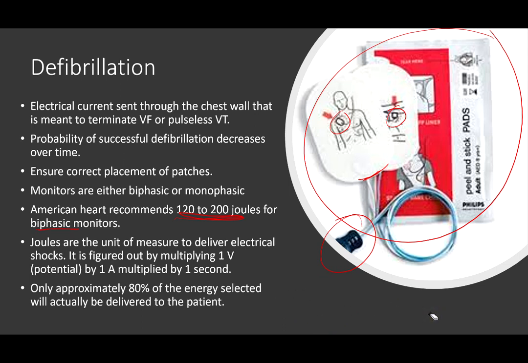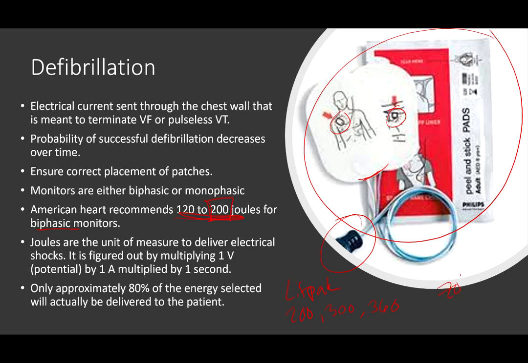Your manufacturer recommends 100 to 200 joules for biphasic monitors. Zoll monitors typically start at 120, 120 to 200. Your LifePak monitors typically start at 200. So know your manufacturer recommendations. With our LifePak, which is what I'm familiar with working with, we start at 200. Our next defibrillation is going to be 300, and then our next one's going to be 360.